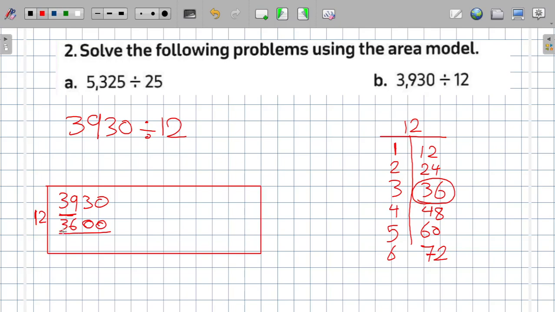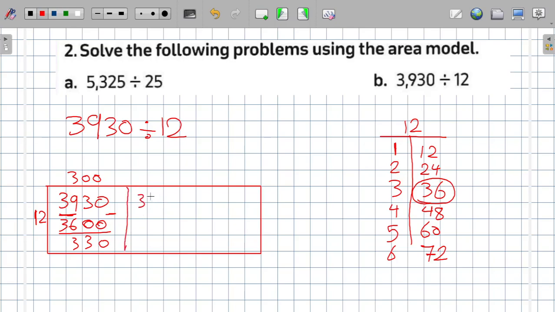Okay. So 36 divided by 12 equals 3. And I have 2 zeros here, so I will write 2 zeros. After that, I will subtract the two numbers. So I have 0 minus 0 equals 0, 3 minus 0 equals 3, and 9 minus 6 equals 3. So I have 330. And I will repeat the operation again.